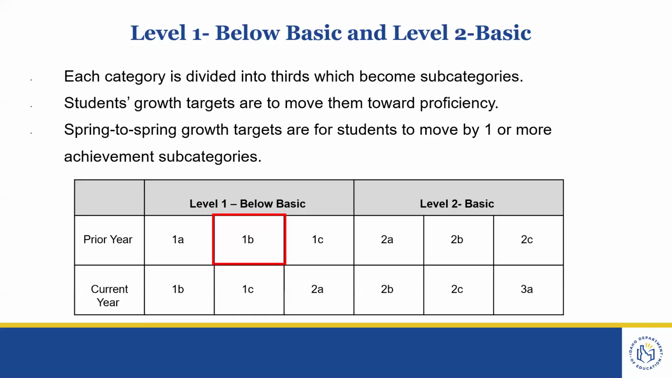Starting with students who score a level 1 below basic or a level 2 basic. Spring to spring growth targets are for students to move by 1 or more achievement subcategories so that they are moving towards proficiency. For example, if a 6th grade student scored at the 1B level in the prior school year, then their goal for 7th grade would be to move up 1 tertile to the score in the 1C category.